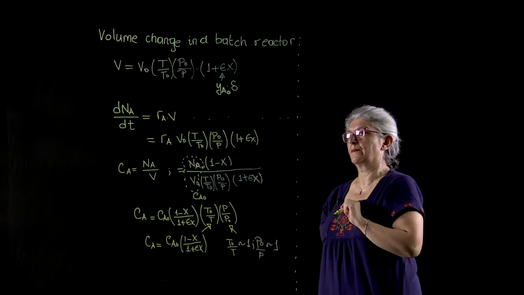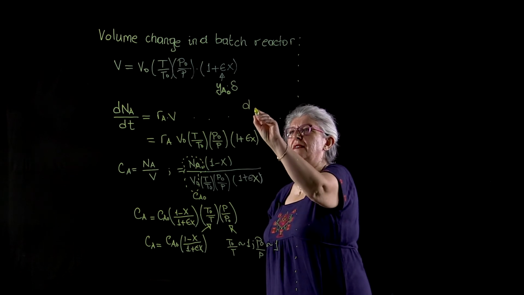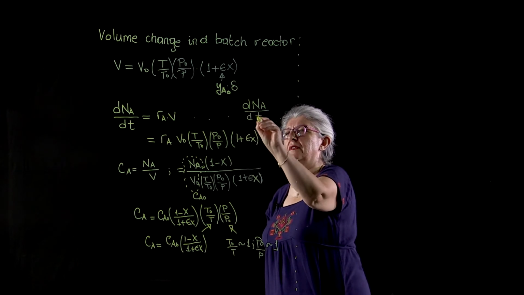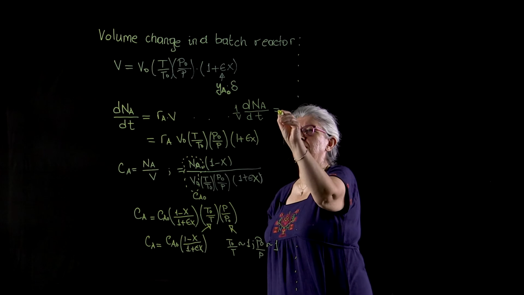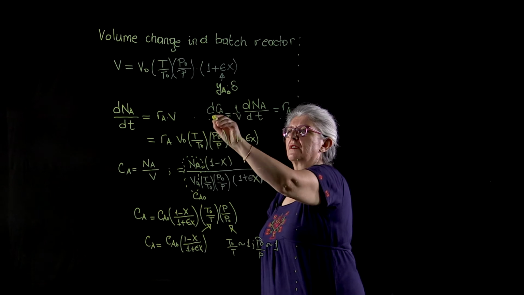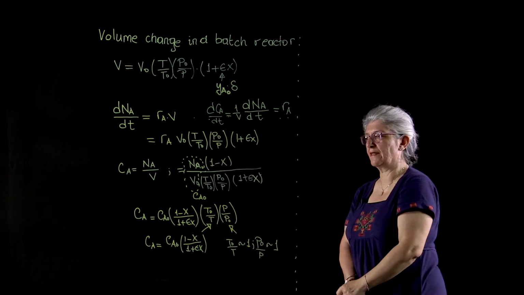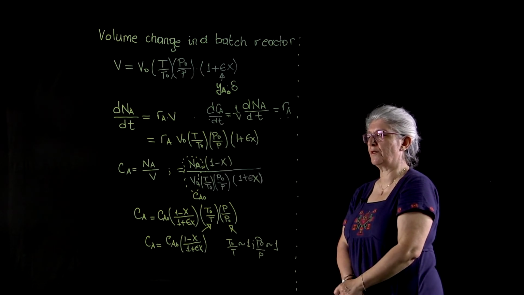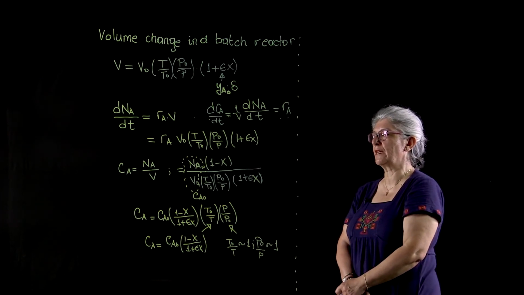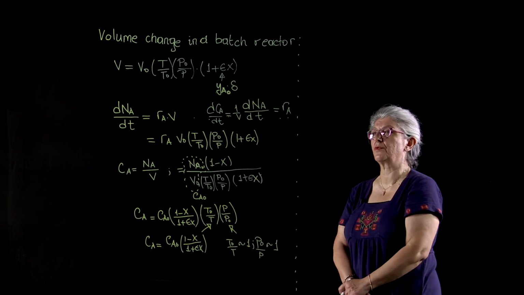from the situation where we have dn sub a over dt 1 over v is equal to r sub a, simplifying to dca over dt. Remember that we had this for the situations where epsilon is 0. Epsilon can be 0 for net stoichiometric coefficients being equal to 0, or epsilon is irrelevant for incompressible flows.